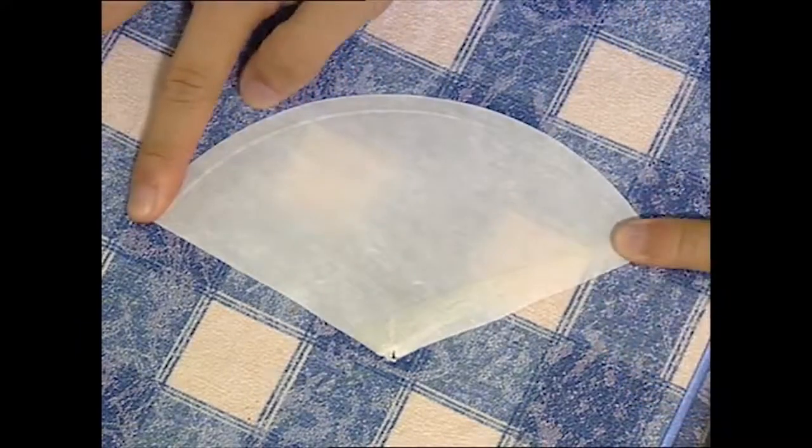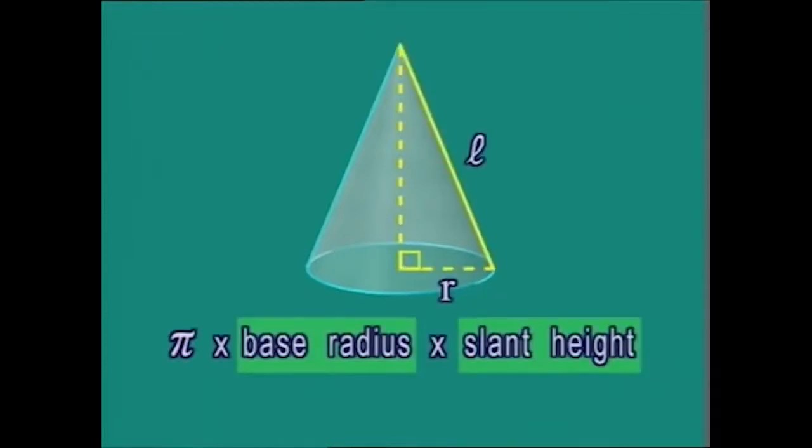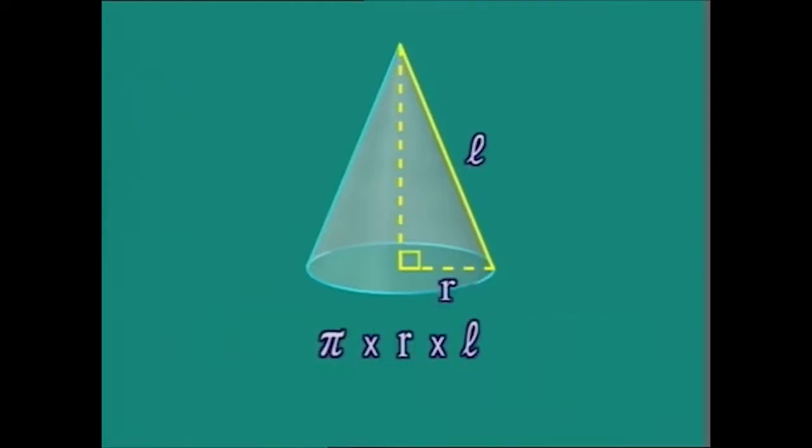Now, to calculate the curved surface area of a cone, we use the following formula: pi times base radius times slant height. To write it in symbols, it's pi times r times L.